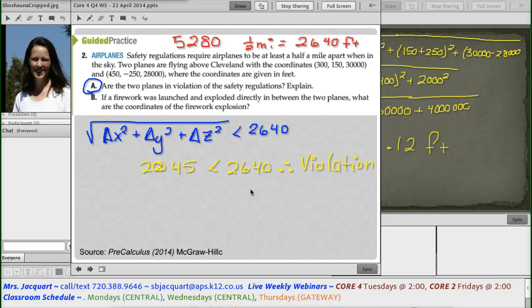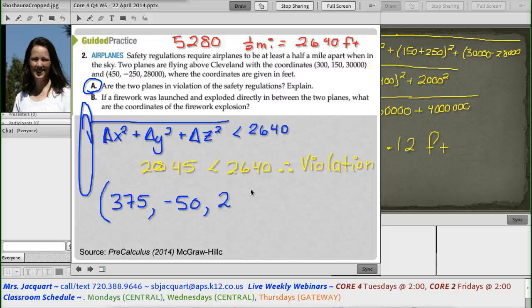Okay, so for B, all we have to do is find the midpoint. What's in between 300 and 450? Well, that's 375. What's in between negative 250 and 150? That's negative 50. And what's between 30,000 and 28,000? Well, it's 29,000. So that would be the midpoint.